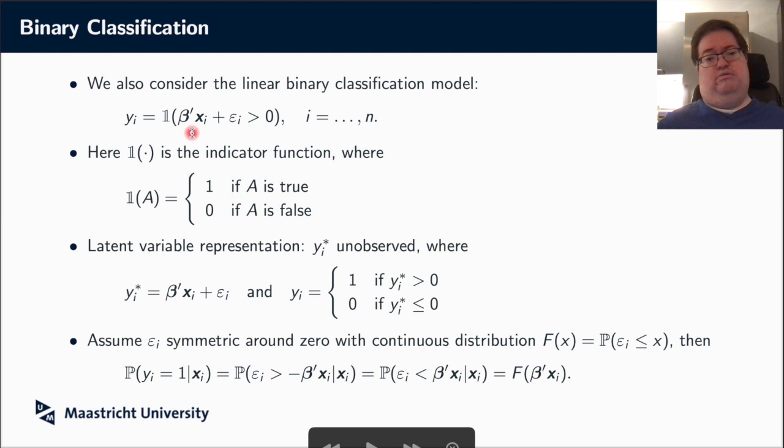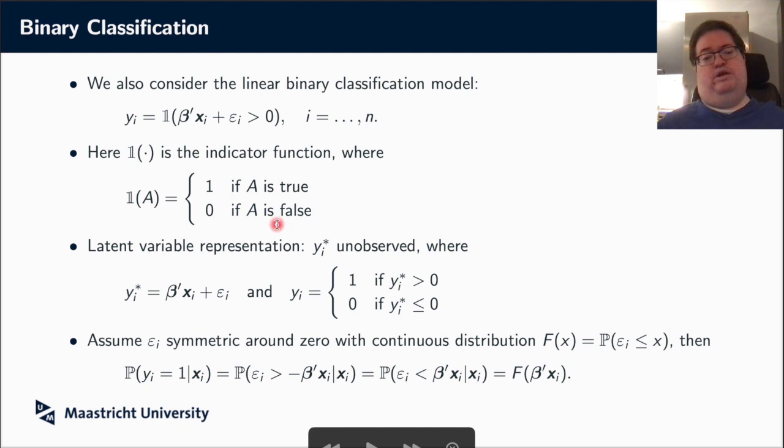So typically the way we do it is we say, well, if beta prime x_i plus epsilon_i is larger than 0, we end up with a 1 for y_i. If not, we end up with a 0. Now this threshold of 0 is arbitrary because we can of course include a constant in our x, which means you can always put this threshold to 0.